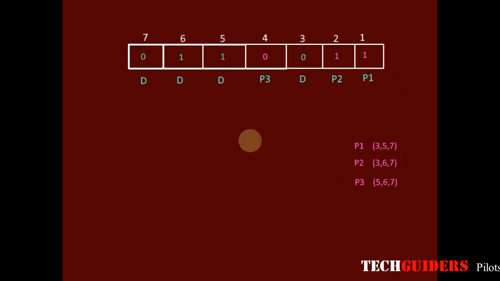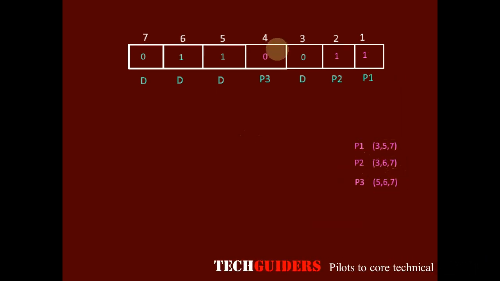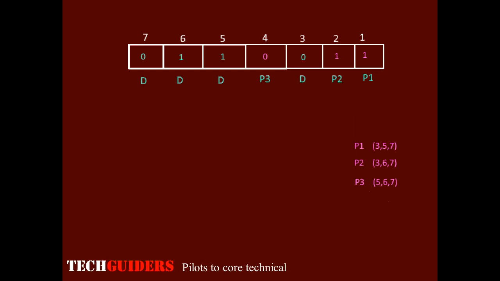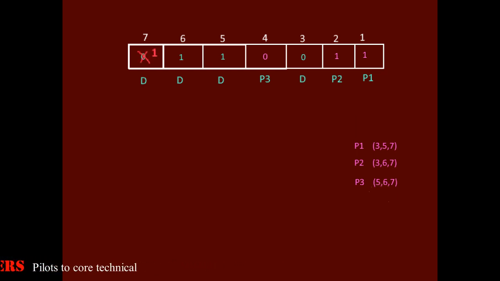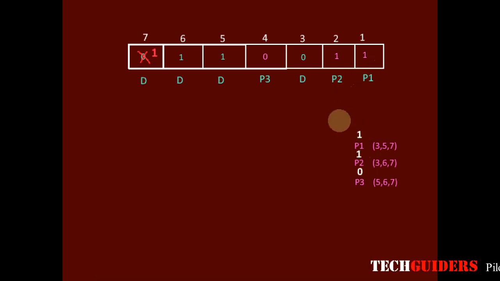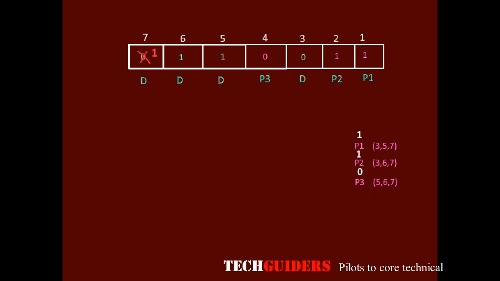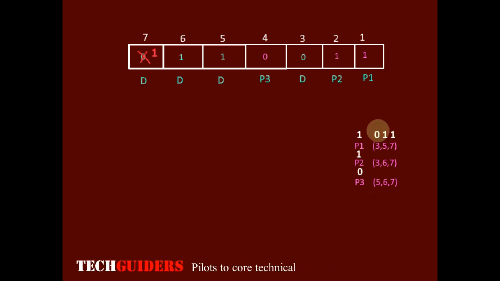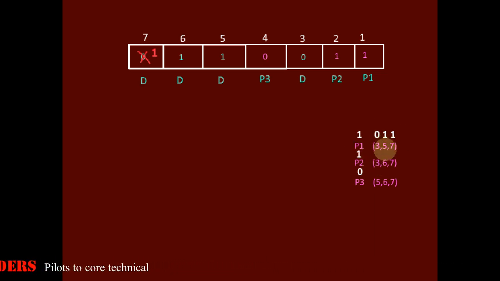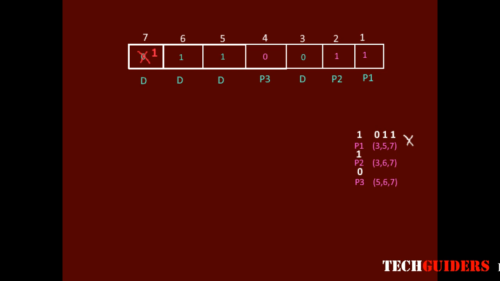Now see what happens if bit 7, which is common to all collections, is corrupted. Suppose bit 7 is corrupted. At the receiving side, parities are extracted. P1 is 1, P2 is 1, P3 is 0. The parities are recalculated. Bit 3 is 0, bit 5 is 1, bit 7 is 1. We can see parity P1 is wrong.